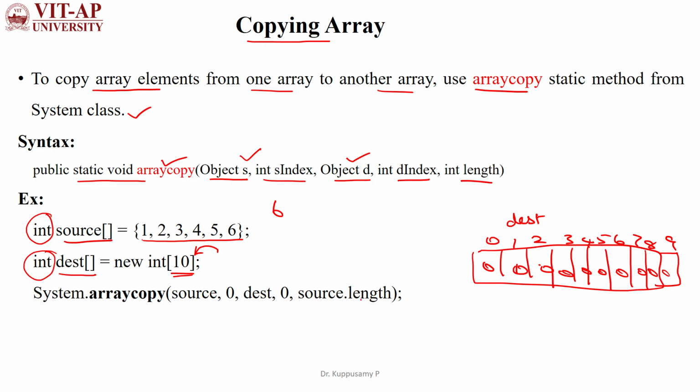So when you are copying these elements from the source, these 6 locations will be updated automatically, and the remaining locations will remain 0. Only these locations will be updated. 6 memory locations will be updated when copying from the source array to the destination array. Starting index is 0 in the source array, starting index is 0 in the destination array, and source dot length is given here. Like this we can copy the array elements from one array to another array.